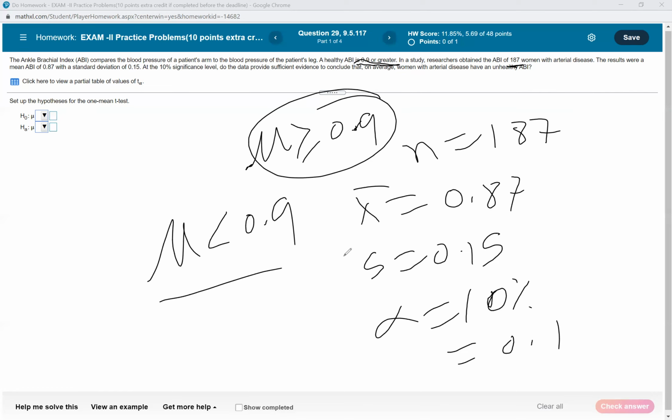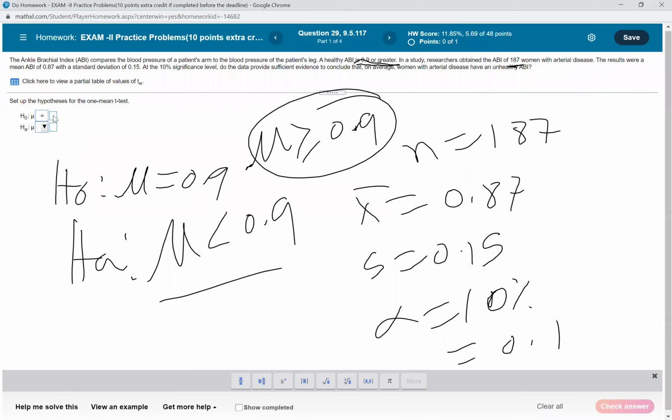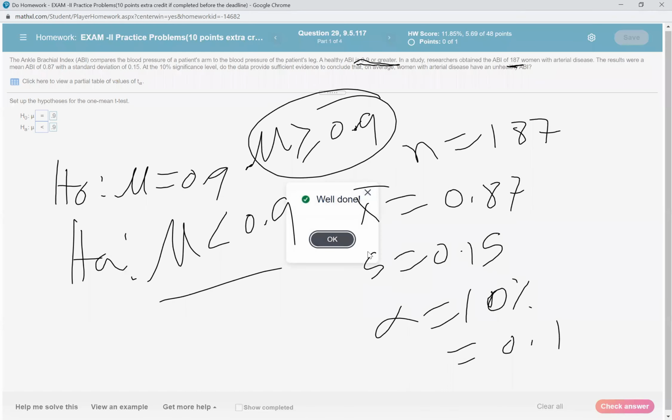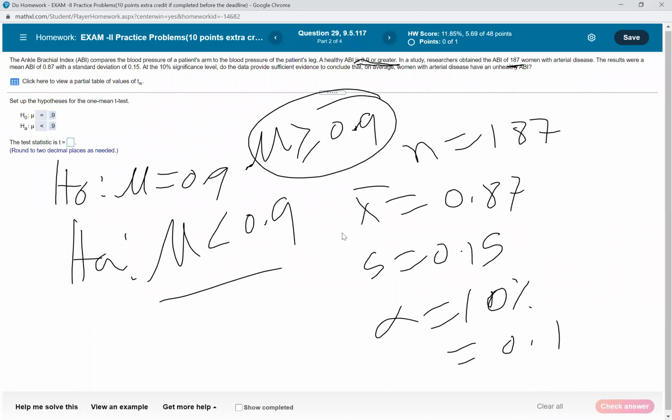So that means the alternative is mu is less than 0.9, this is a left tail test, and the null is mu equals 0.9. Okay, so this is actually a left tail test. So let me check. This is equal, so this is 0.9, and this is less than. Yeah, let me check the answer. Yeah, that's correct.